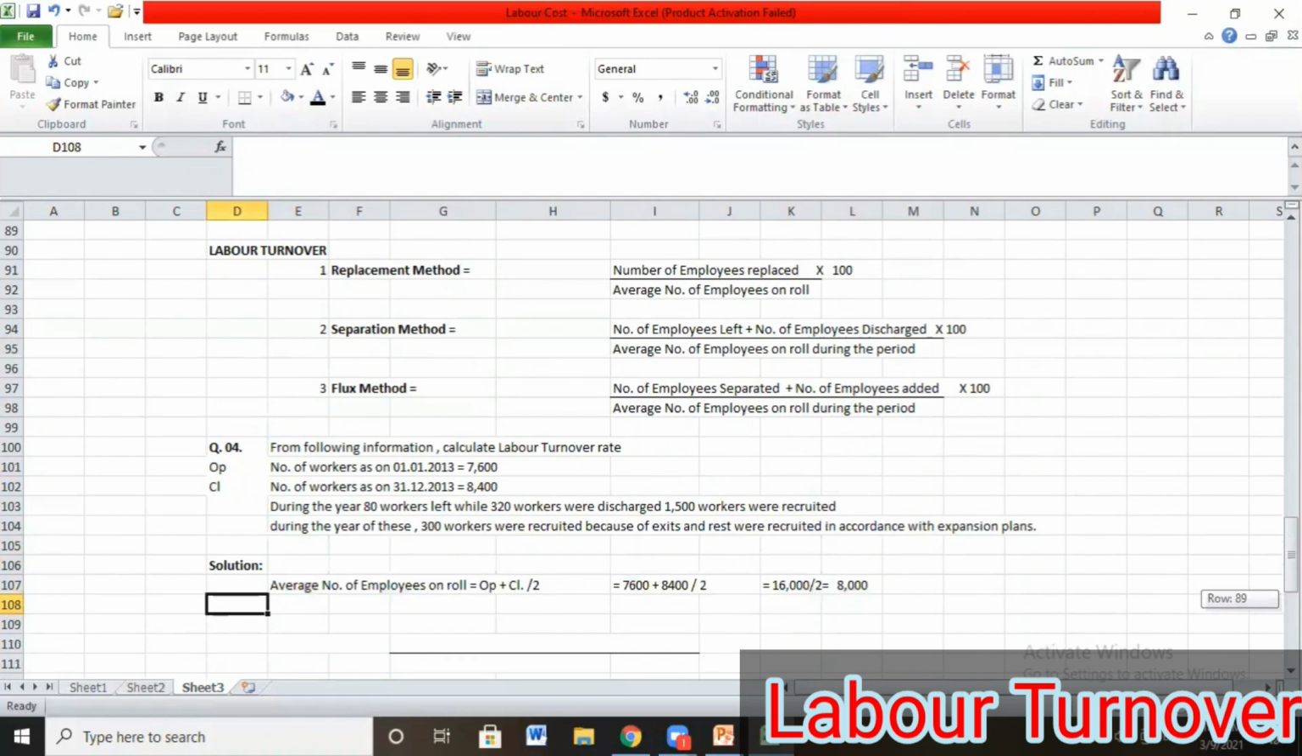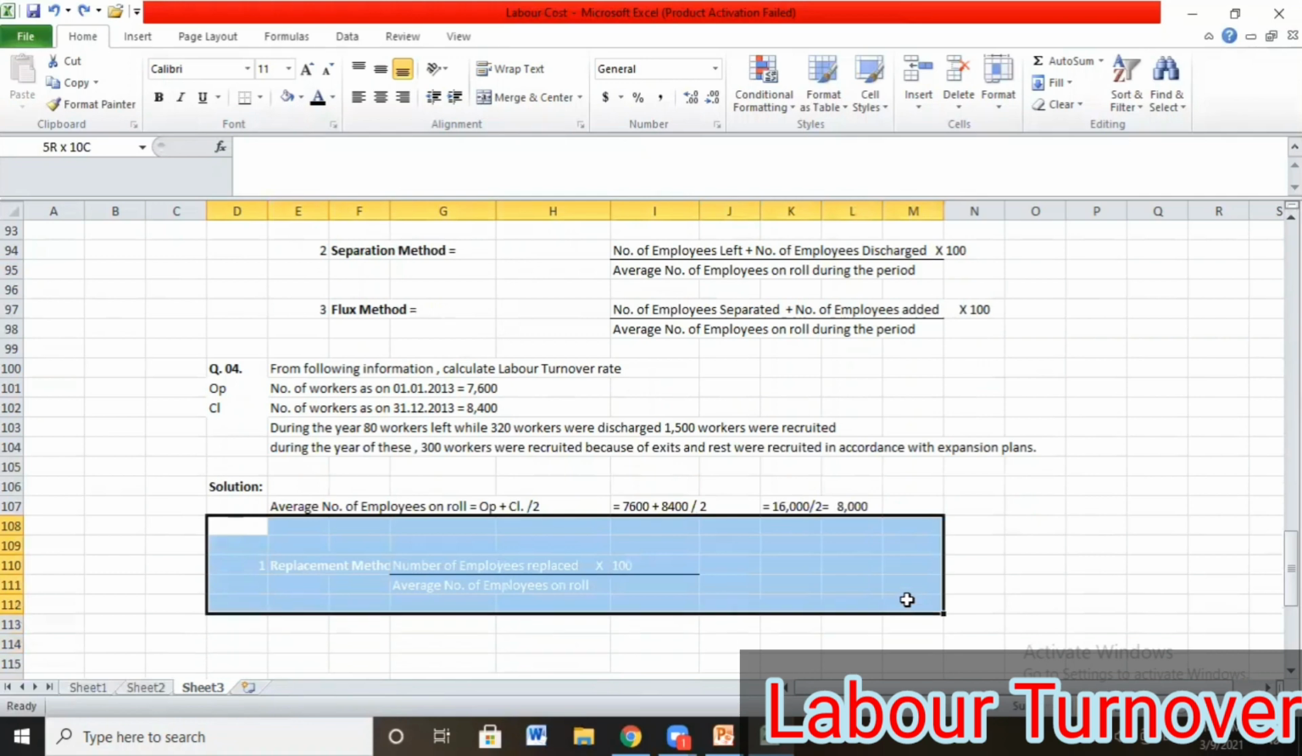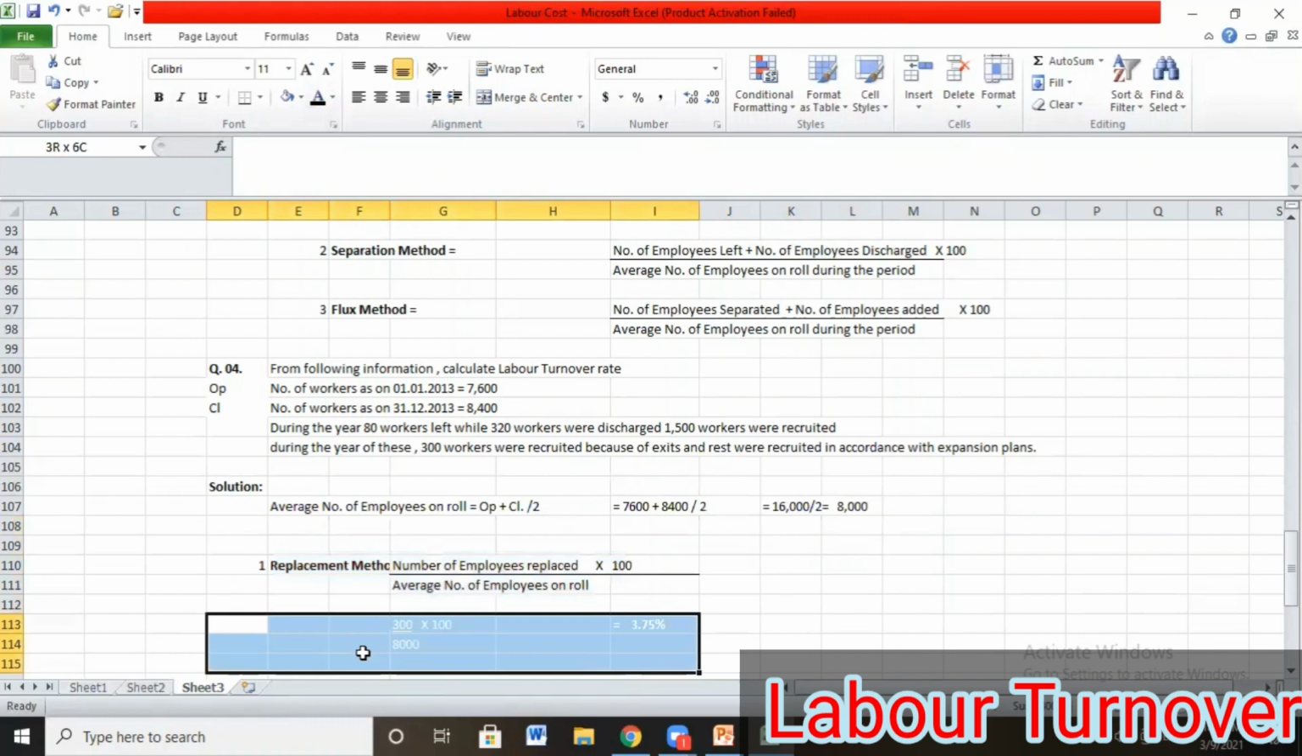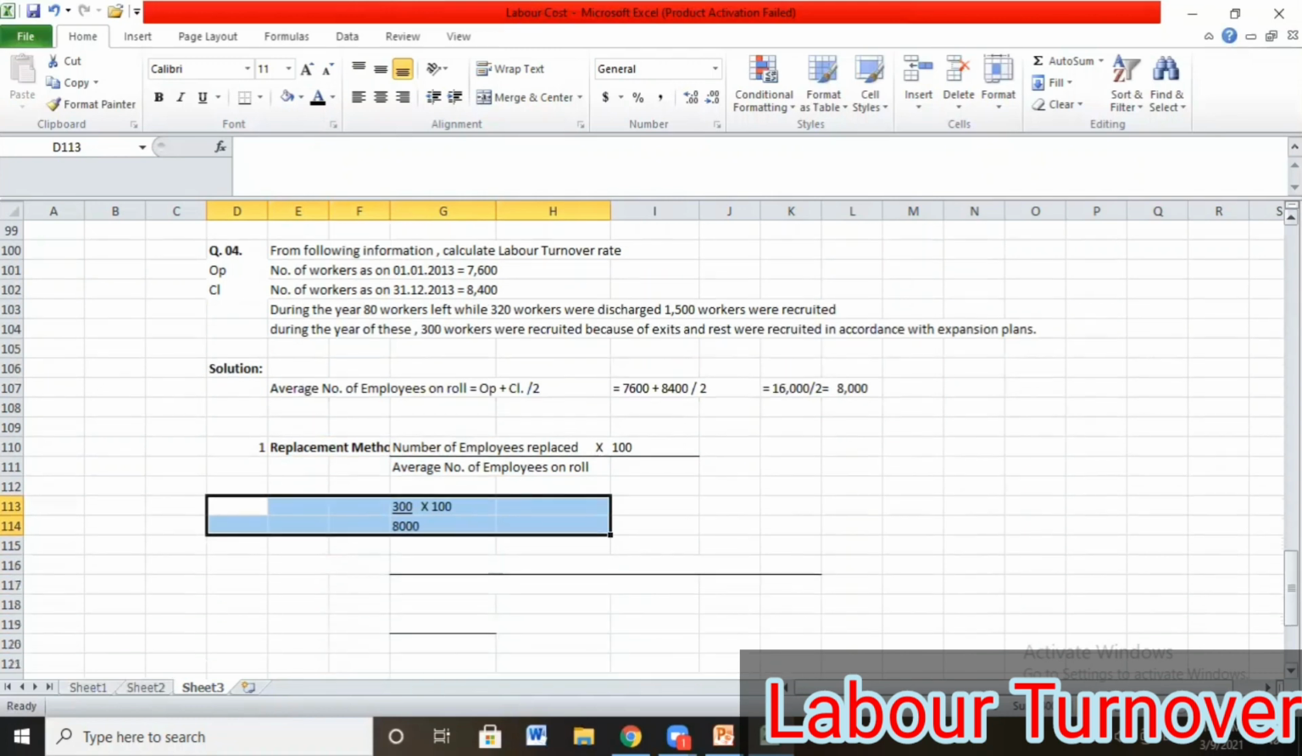Replacement method: number of employees replaced 300 upon average 8,000. So 300 upon 8,000 will be your first calculation. This is how we'll write the replacement method. In case of the replacement method, we mention 300 as the number of employees replaced, multiplied by 100, divided by 8,000. So the ultimate answer is 3.75. This is your first method.